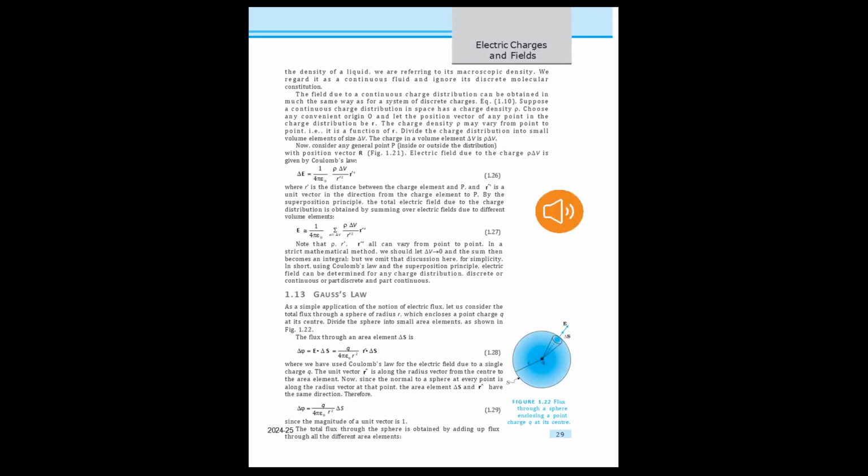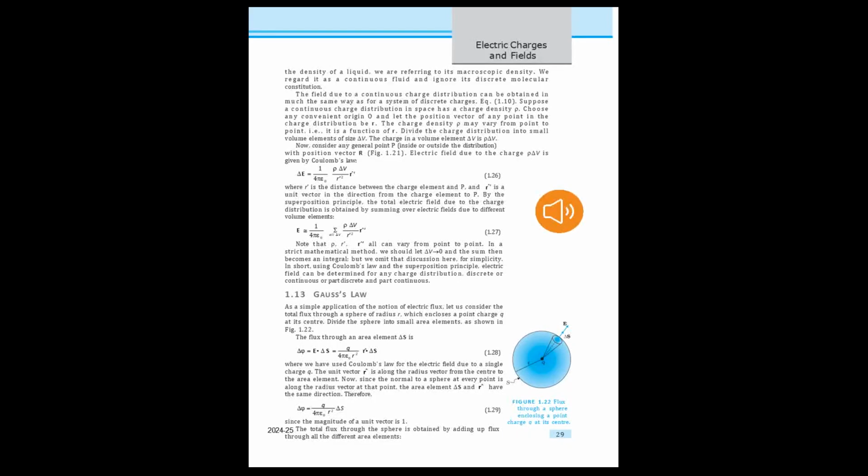The flux through an area element delta S is given by delta phi equal to E dot delta S, and that is given by q by 4 pi epsilon naught r square into r unit vector dot delta S, where we have used Coulomb's law for the electric field due to a single charge q. The unit vector r cap is along the radius vector from the center to the area element.